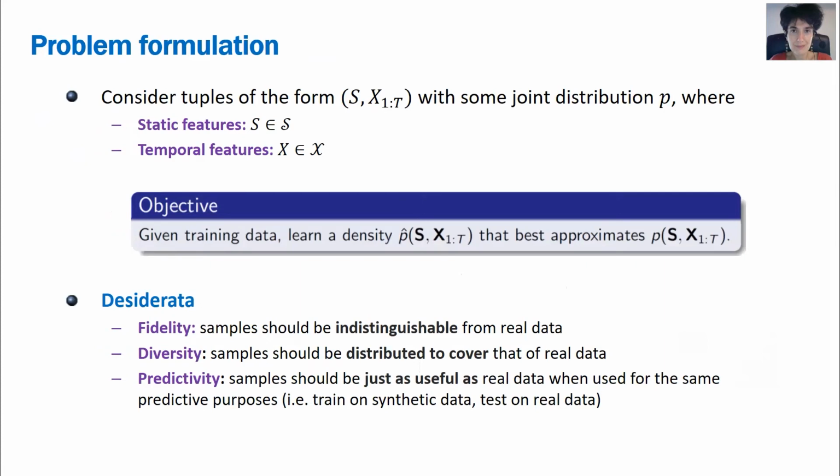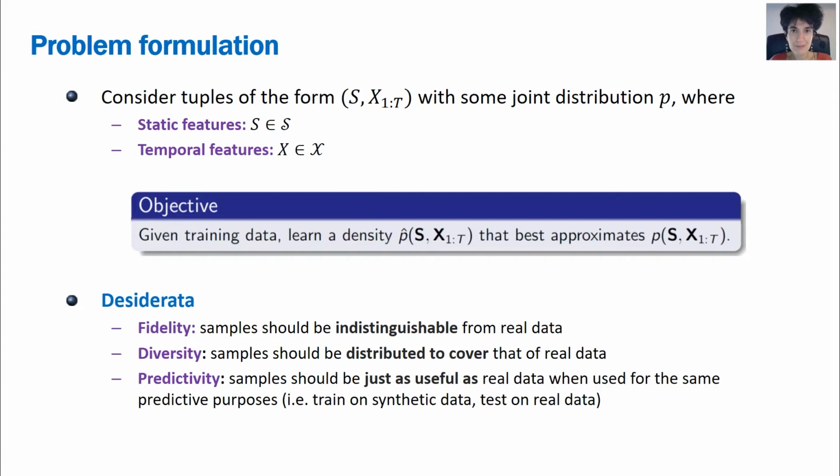Let's consider the general data setting where each instance consists of two elements: static features and temporal features. So we are going to have tuples consisting of both, and we are going to consider that these tuples have some joint distribution P. The length T of each sequence is also a random variable, the distribution of which we can absorb into P. So the goal will be to ensure that given the available training data, we learn a density P hat that best approximates P.